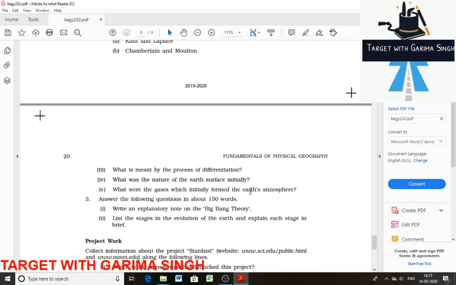During the cooling of the Earth, gases and water vapor were released from the interior of the solid Earth. Continuous volcanic eruptions contributed water vapor and gases to the atmosphere. It was the first stage of atmosphere development.